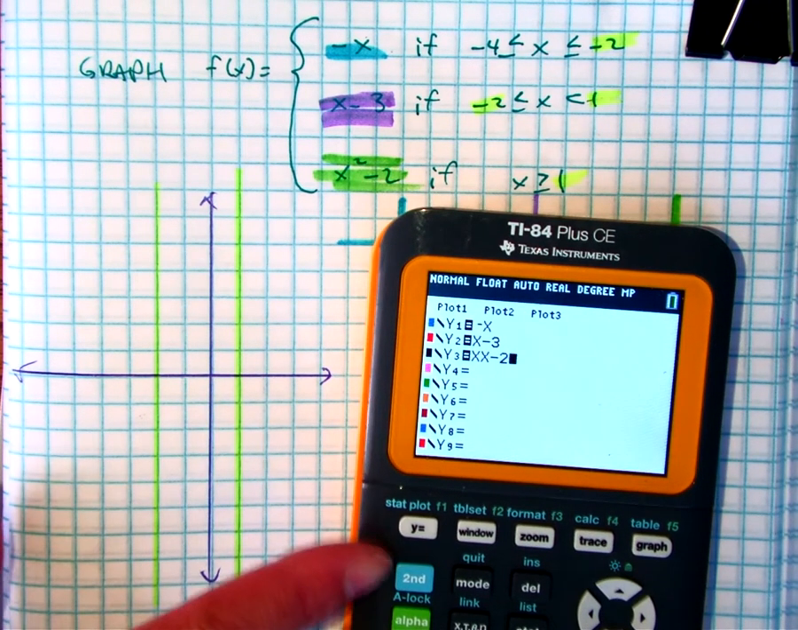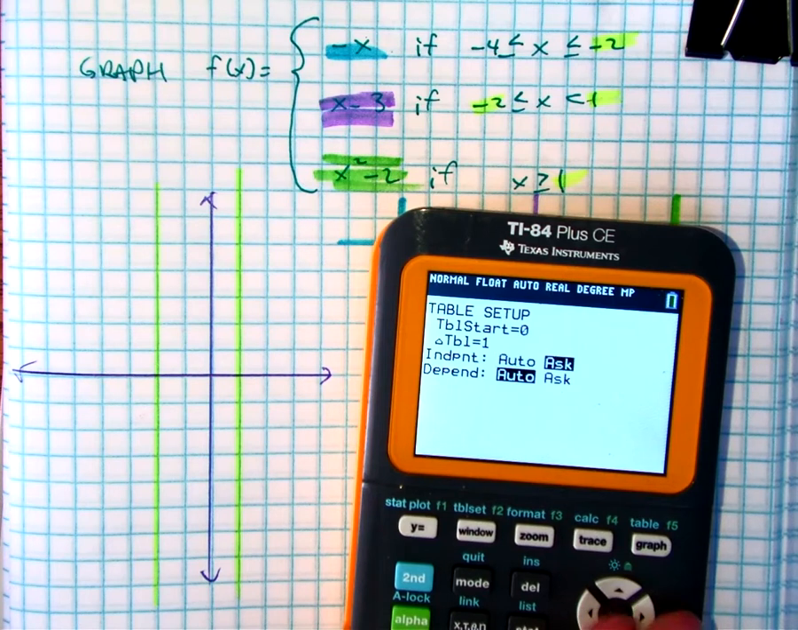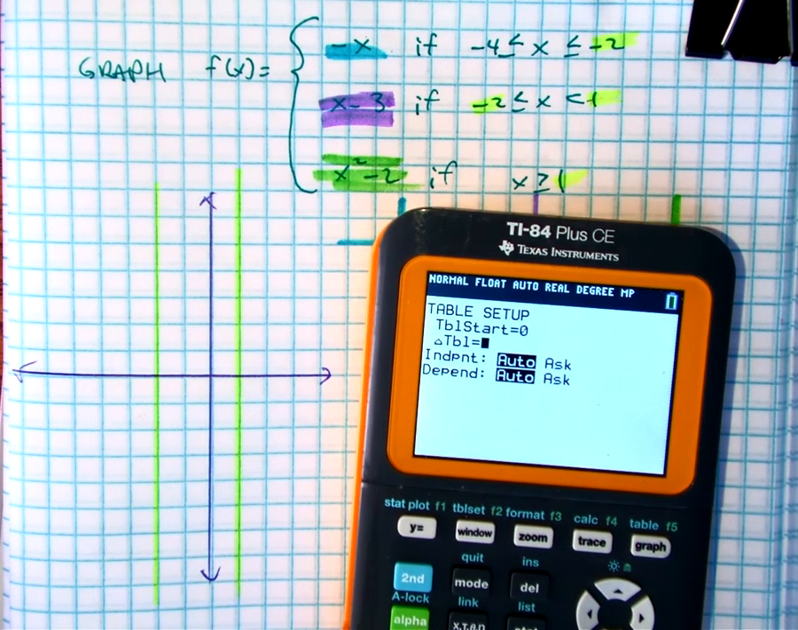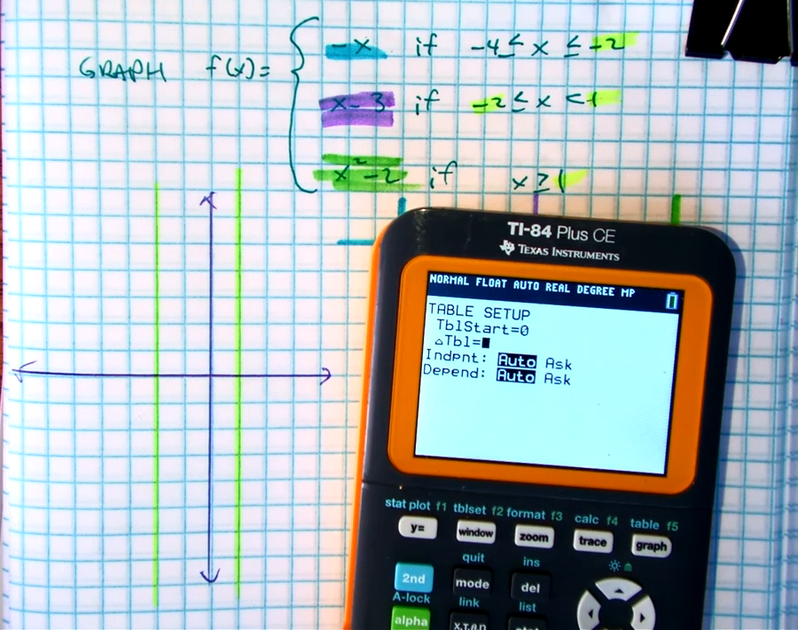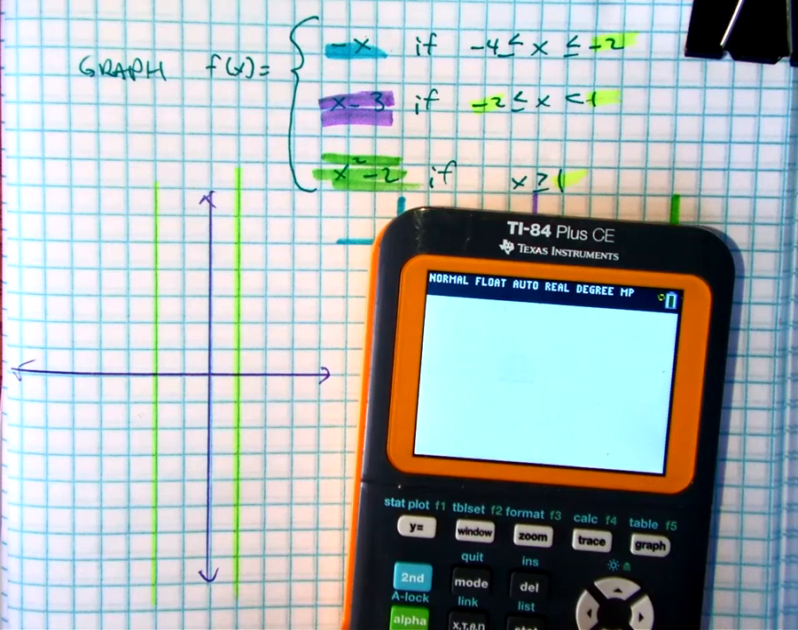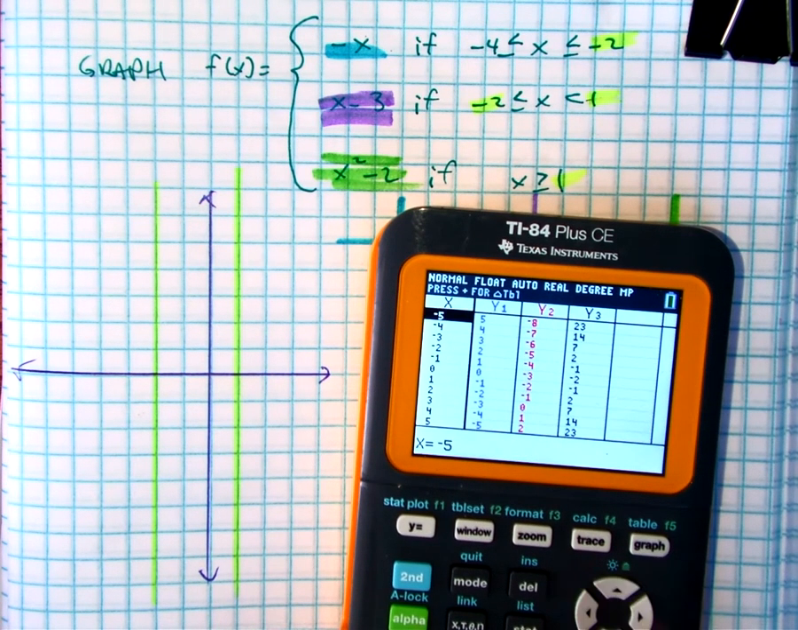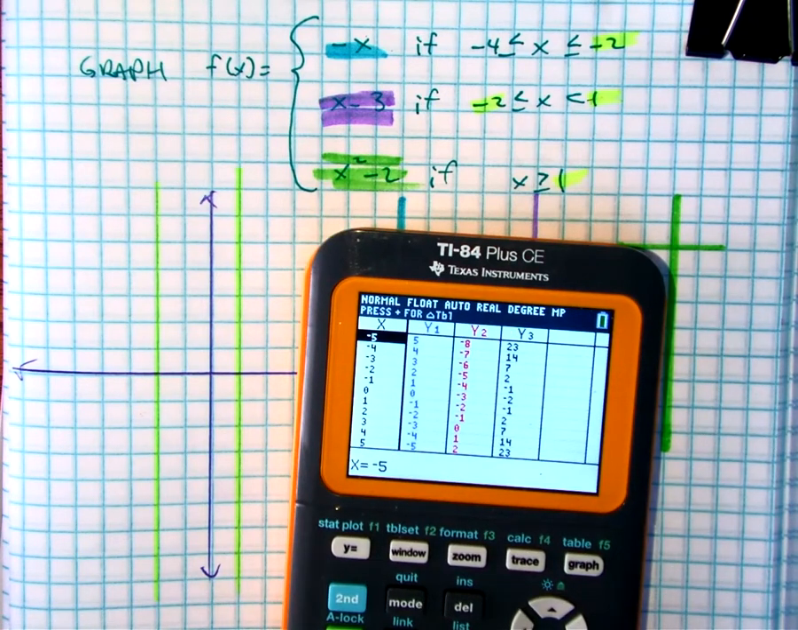For this purpose, I'm going to change my table set. So I'm going to press second window. What did I just say, class? And I'm going to change it to auto. Doesn't matter what number it starts on. And table changes by 1 is good. So now if I go to table, class, how do I get to table? Second graph. And I'm going to scroll up to maybe about -5. And you can just copy down those numbers and it helps you graph. Does that make sense?